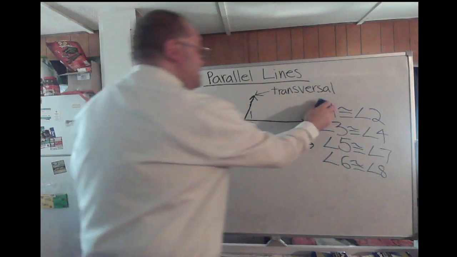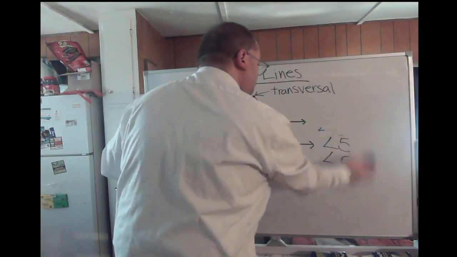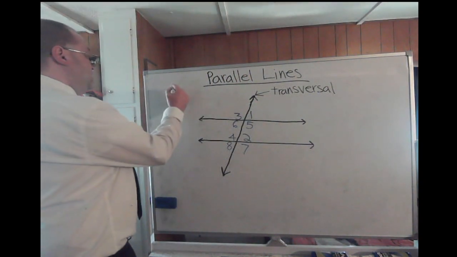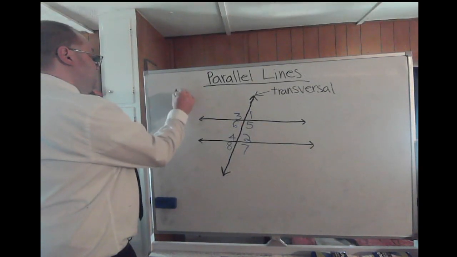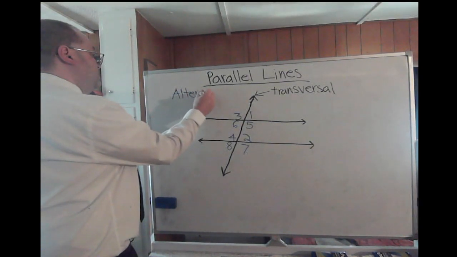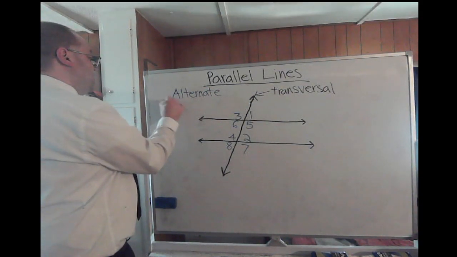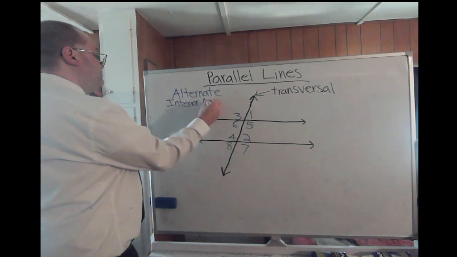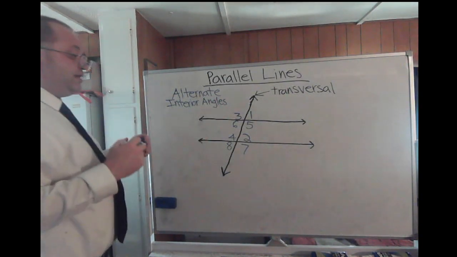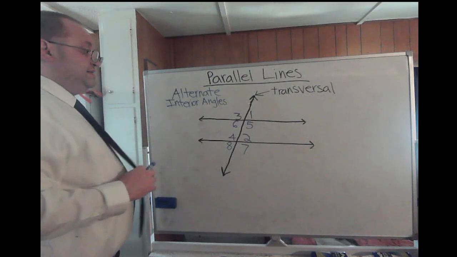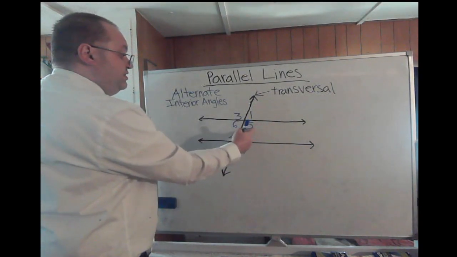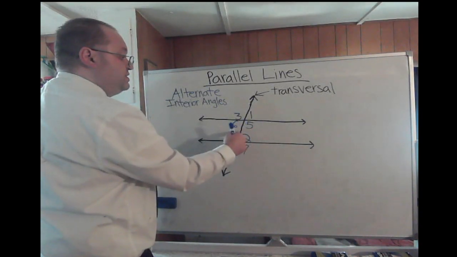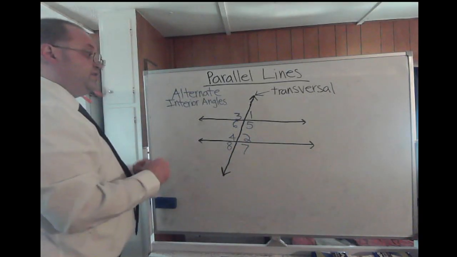Alright. Now let's talk about something else here. Let's talk about alternate interior angles. Alternate interior means they alternate. They're on the inside of the line. So, for example, 5 and 4 would be considered alternate interior angles. 6 and 2, those would be alternate interior angles.